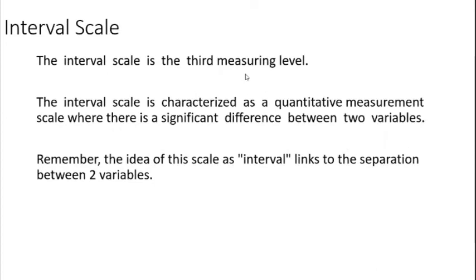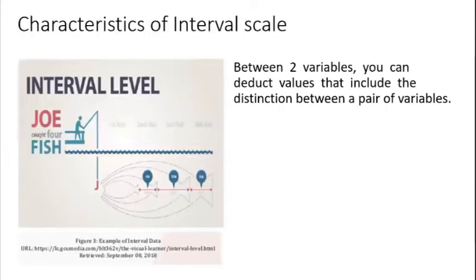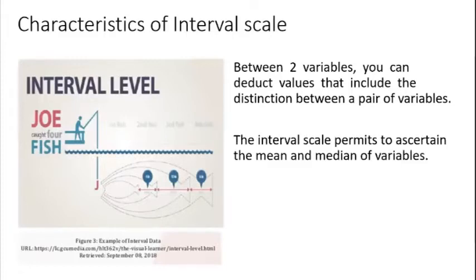We are now on the third measuring level, and that is the interval scale. The interval scale is characterized as a quantitative measurement scale where there is a significant difference between two variables. Remember, the idea of this scale is the interval, which links to the separation between two variables. So here are the characteristics of the interval scale. Between two variables, you can deduct values that include the distinction between a pair of variables. And second is that the interval scale permits to ascertain the mean and median of variables.